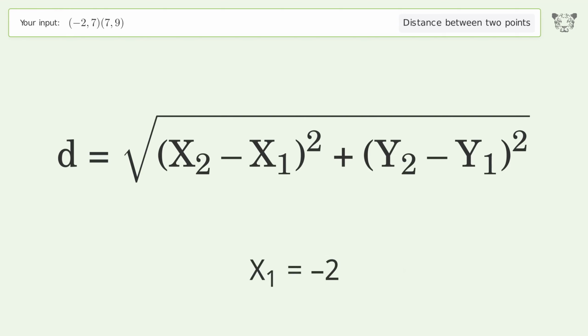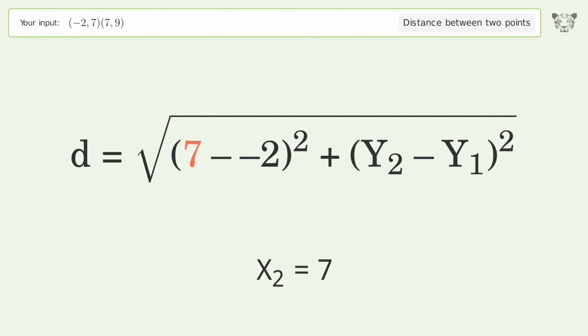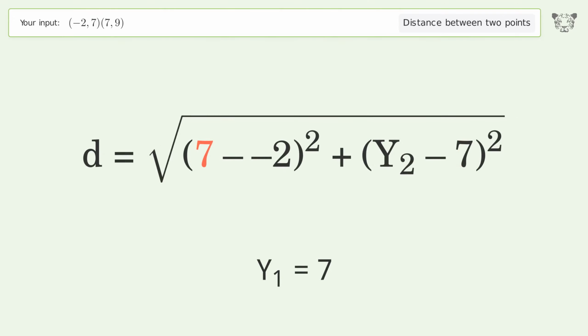x1 equals -2. x2 equals 7. y1 equals 7. y2 equals 9.